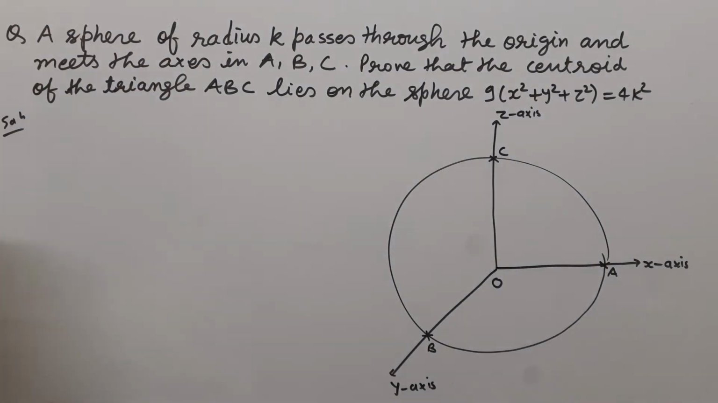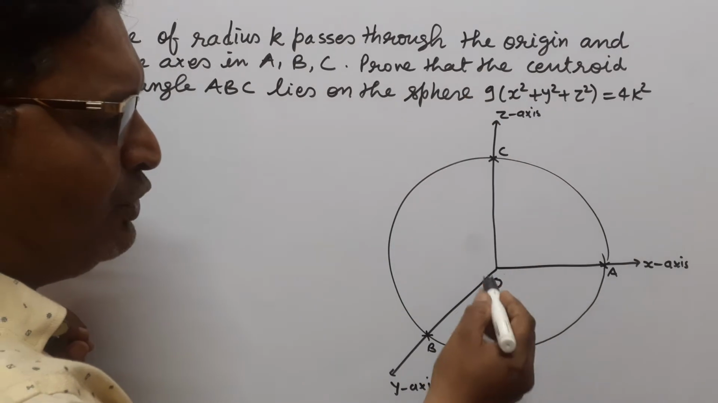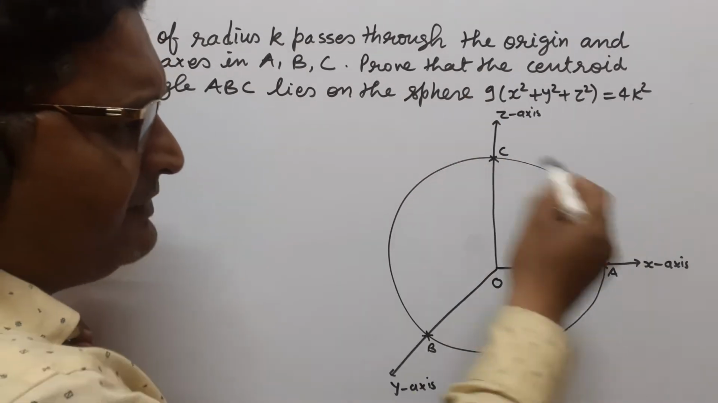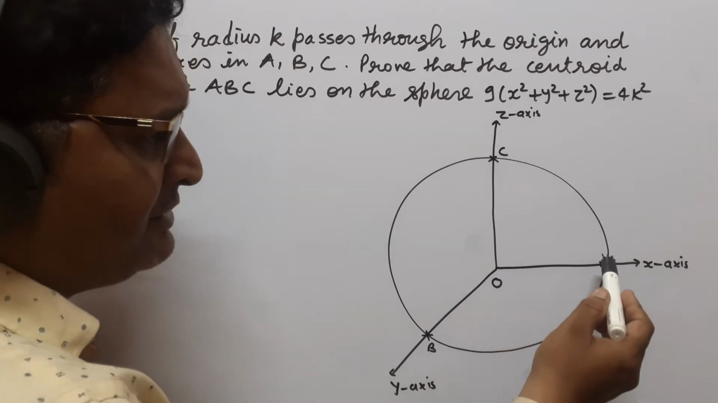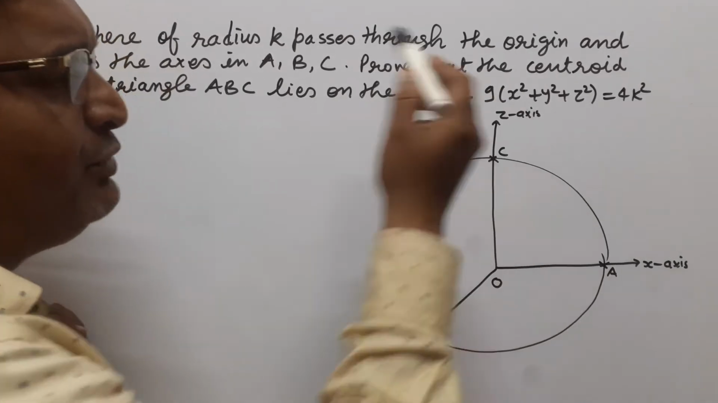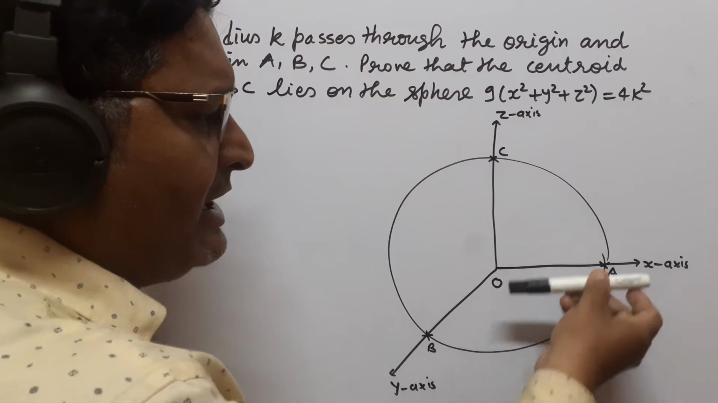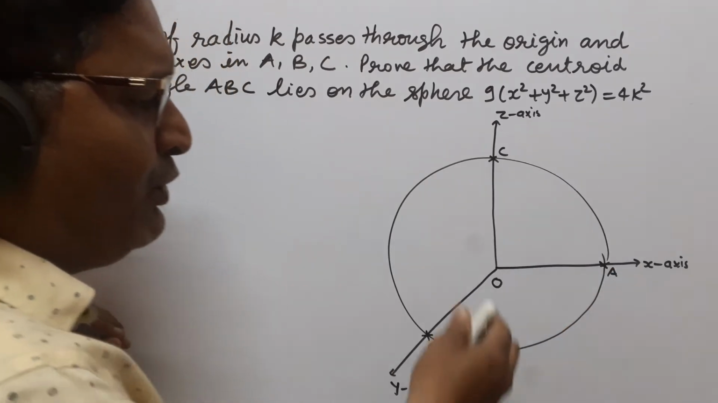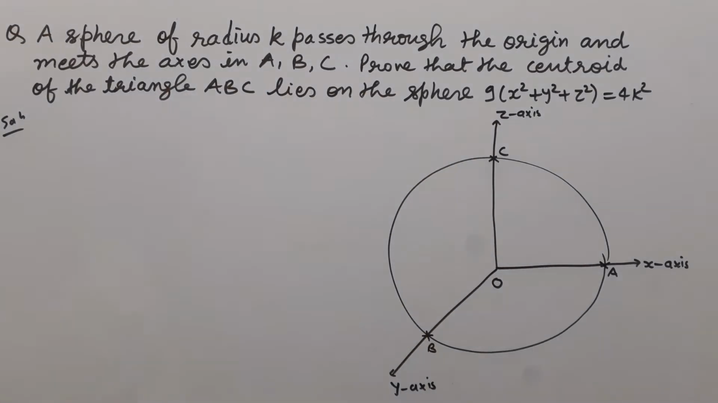Here we suppose that this is x axis, this is y axis, this is z axis and O is the origin. Suppose that this is the sphere which is passing through the origin and meets the axes at A point, B point and C point. This sphere meets the x axis at A point, y axis at B point and z axis at C point.